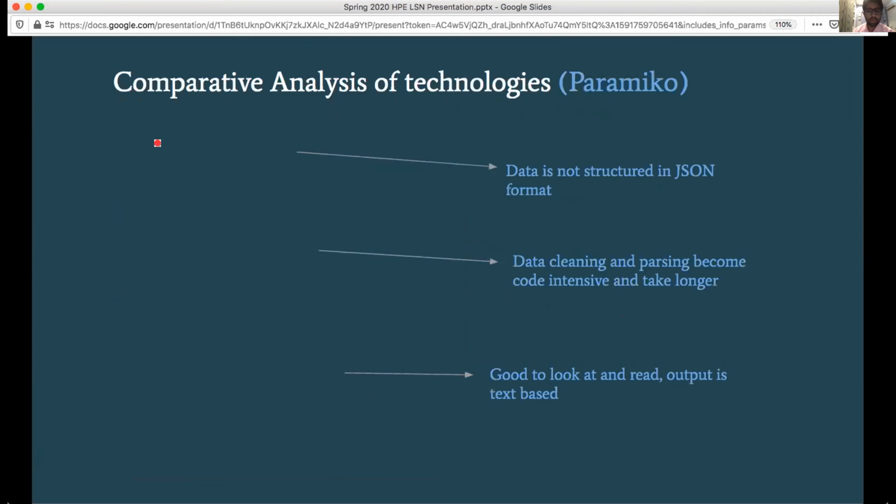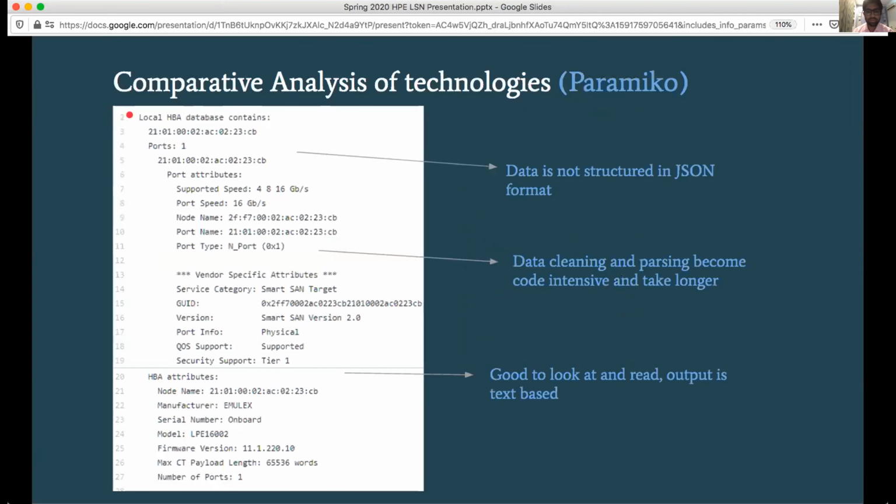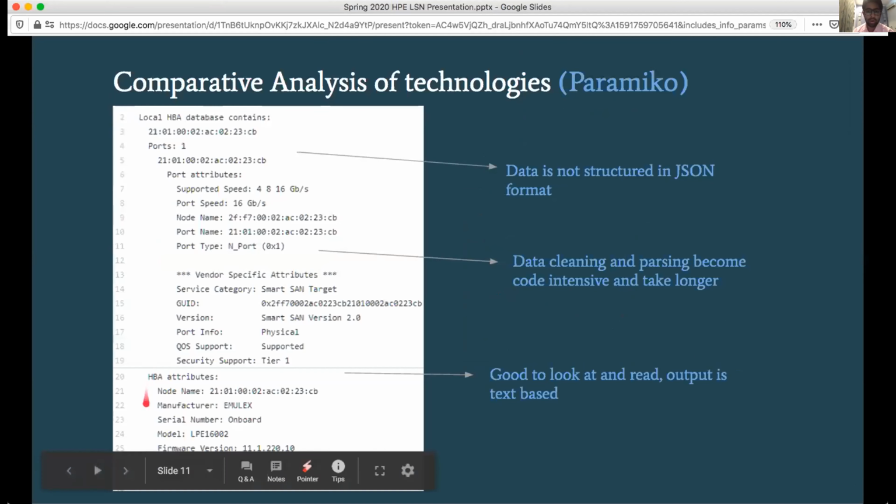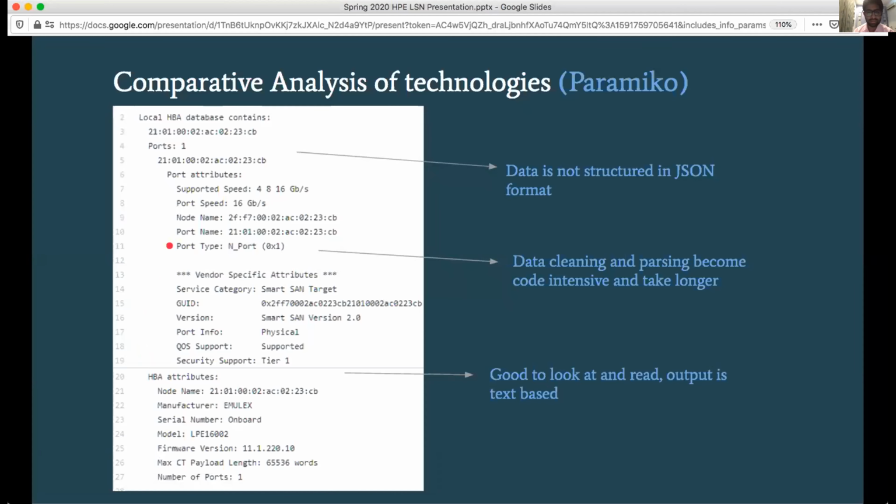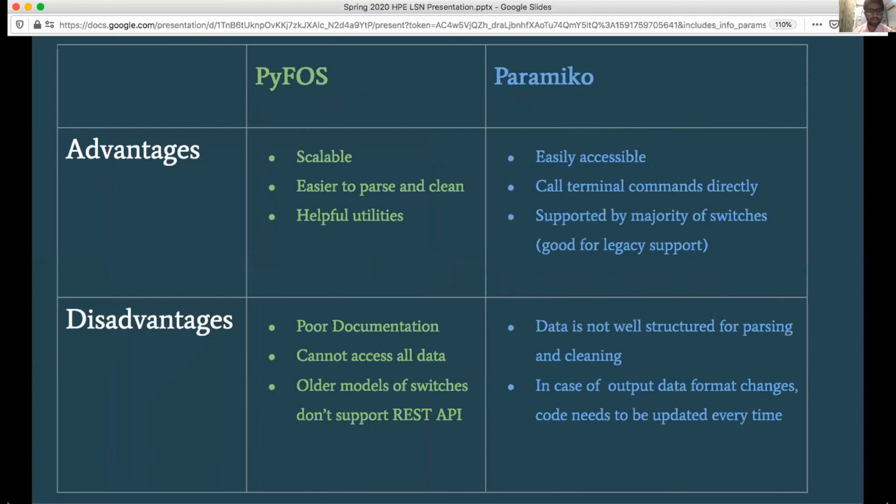Next slide. On the other hand, when we were using Paramiko, the sample output looked very well structured and readable. However, extracting the data from this text file is very code intensive. So in order to come to a solution, we had to weigh the advantages and the disadvantages of both these libraries. Next slide. Since Pyfos is managed by Brocade, it is scalable and it automatically updates with newer firmware versions.